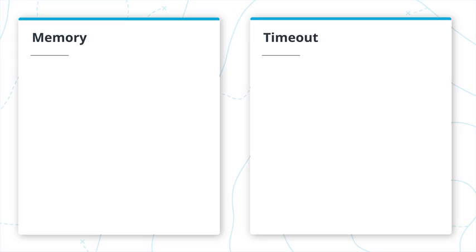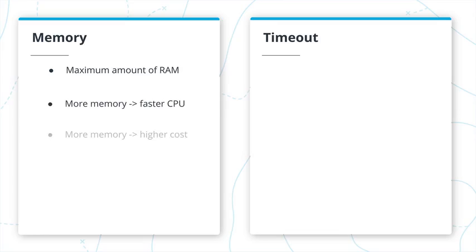Now, when we want to deploy our function to AWS Lambda, there are just two main parameters we need to care about. The first parameter is called memory, and it defines the maximum amount of RAM that our function can use during its execution. And the interesting side effect is the more memory we provide to our function, the faster CPU will be used to run it as well. And the side effect of using more memory is that the more memory we provide, the more money we'll have to pay for each execution.